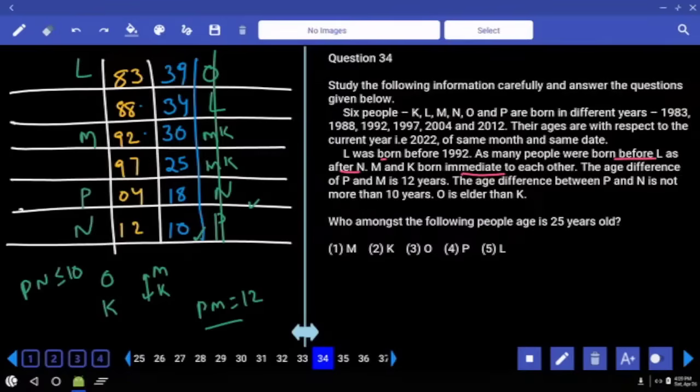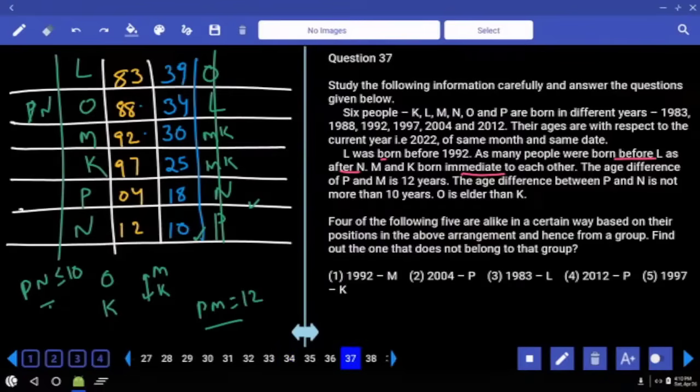M and K are opposite. P and K. Now P and N lesser than how much? Lesser than or equal to 10. Can we have P at this place? Can we have N at this place? N can be here. Now if N is here, O is before this K. O is before this K. O is here. K is. Then LOMKPN is the final arrangement, 34 to 37.